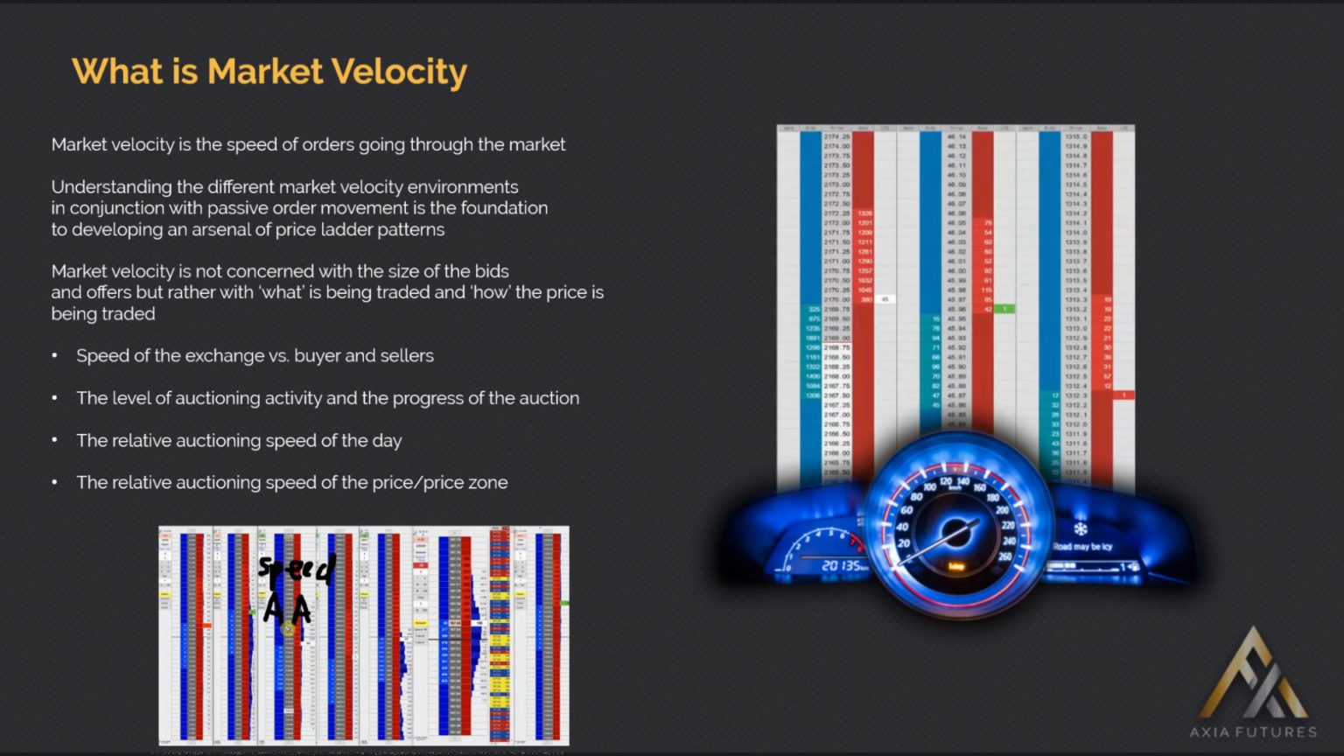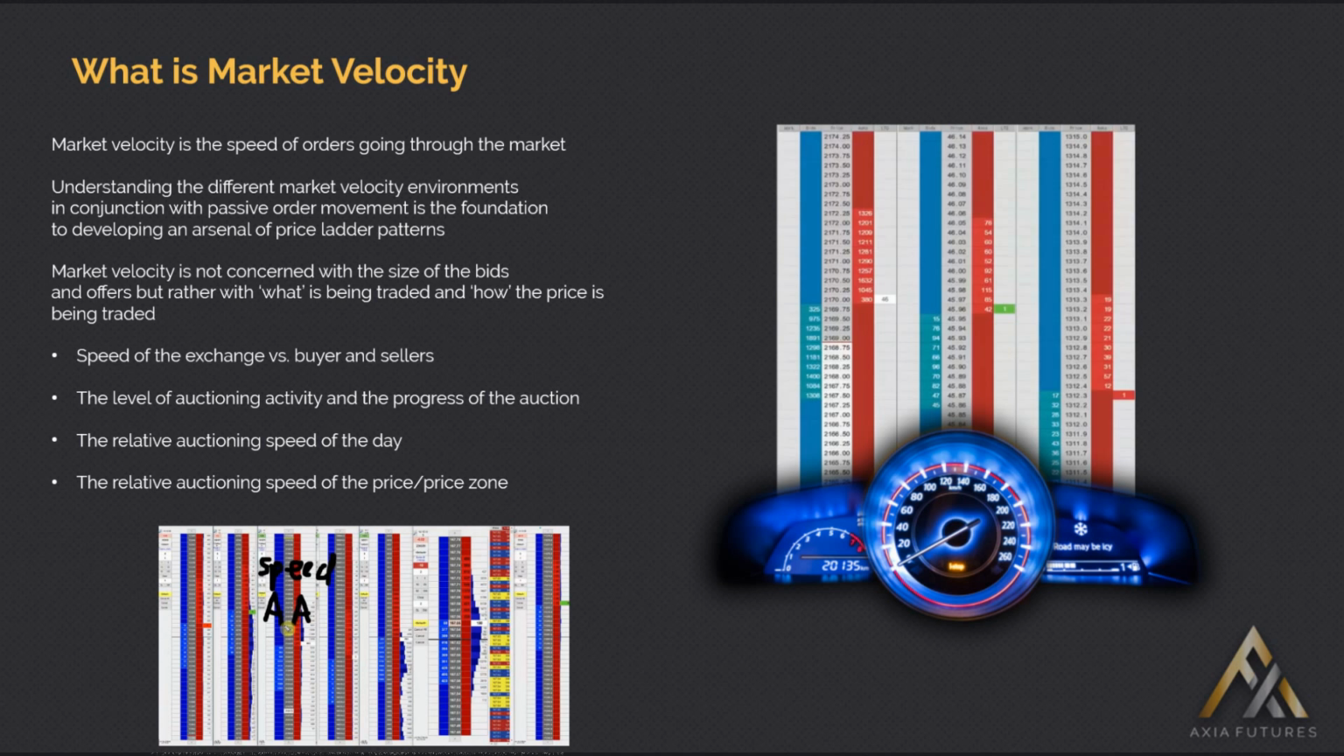But remember, an equilibrium price is dynamic. There's no such thing as a static equilibrium price because markets are always changing. There's always new information coming into the market. So the whole notion of equilibrium doesn't really exist. It's just price at a specific point in time where buyers and sellers do meet. And then it's the relative auctioning speed of the day.